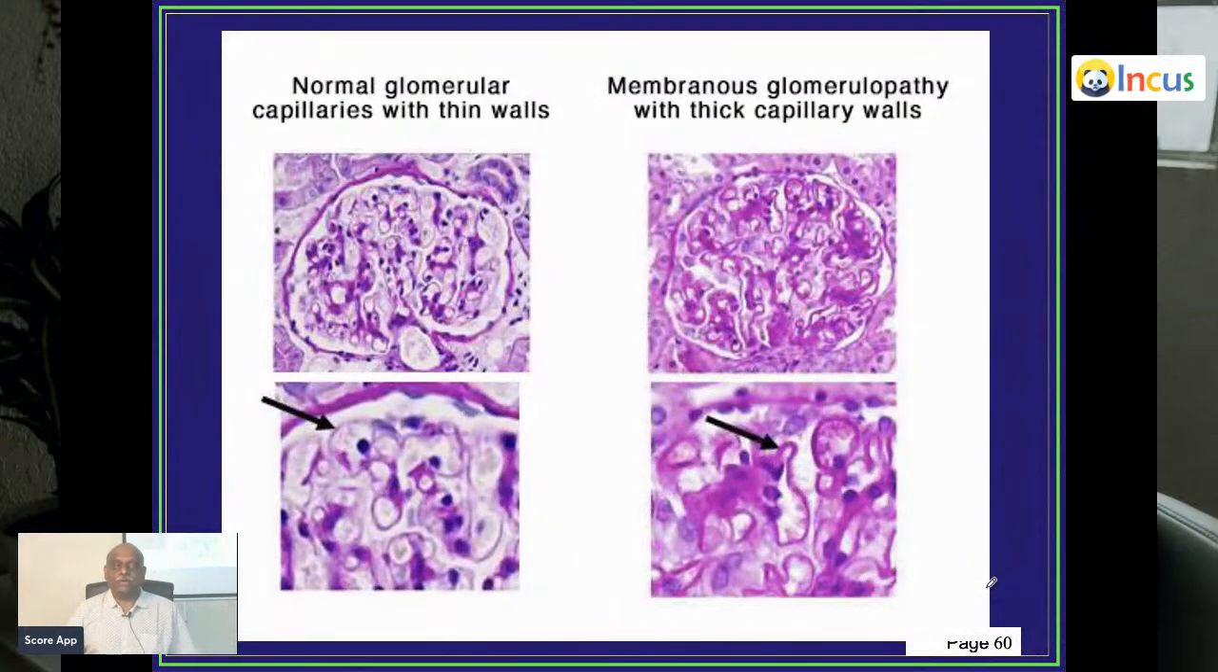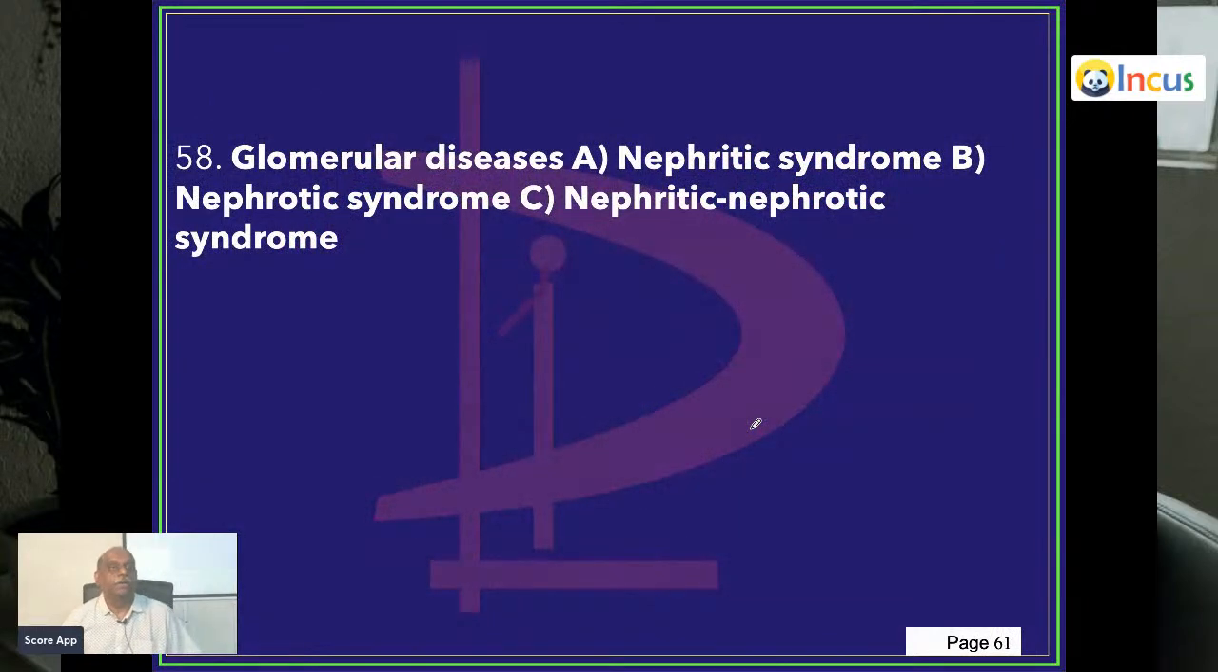So you can see here, doctor, this is the normal glomerular capillaries which are having a thin wall. Normal glomerular capillaries which are showing a thin wall, whereas membranous glomerulopathy is showing a thick capillary wall in membranous glomerulopathy. Now, let us look at the glomerular diseases.